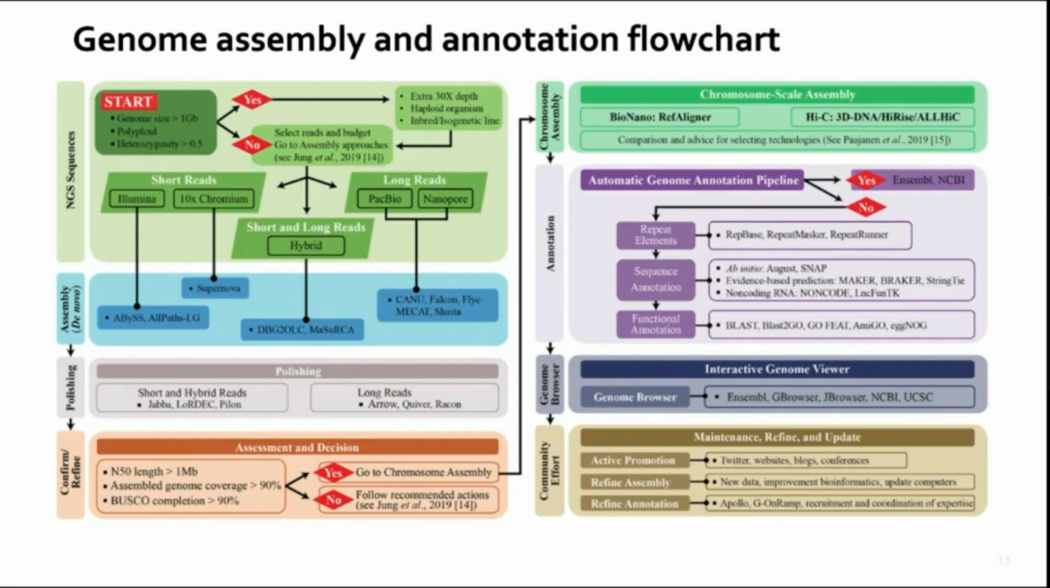Assembly, then we have to go and check the BUSCO score. If it's not falling in the criteria, if it's going less than 70%, 80%, that means that assembly is not good actually. So then we have to go for refinement or polishing again.